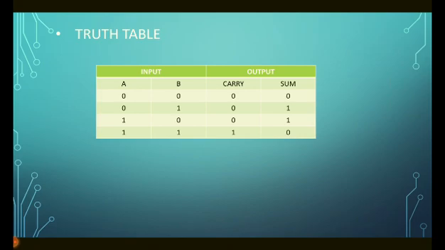And this is the truth table. So we have totally 2 inputs and 2 outputs. So when we give both the input as 0, we'll get both the output as 0. When we give one input as 0 and another input as 1, the output is 1 for sum and the carry is 0. When we give one input as 1 and another input as 0, we get carry as 0 and sum as 1. When we give both the inputs as 1, we get carry as 1 and sum as 0.